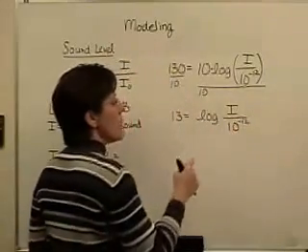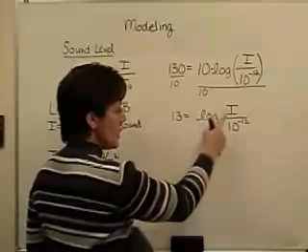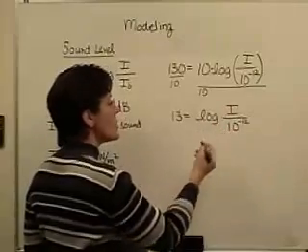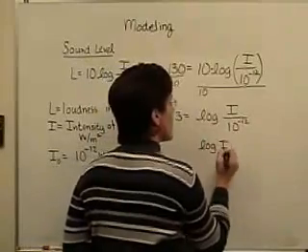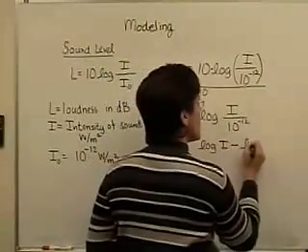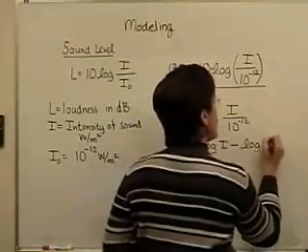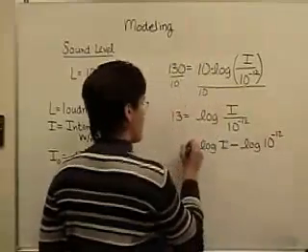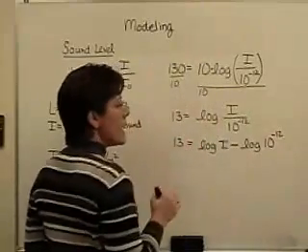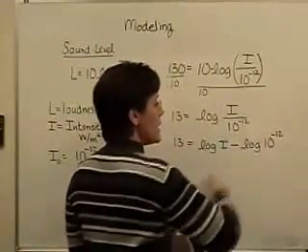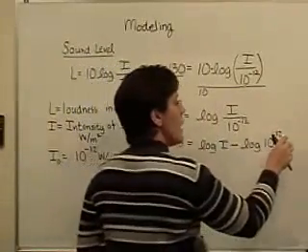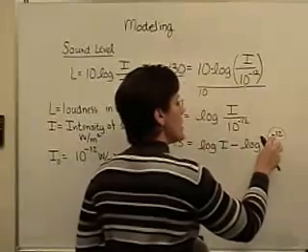Now, I'm going to go ahead and write this as the difference because it's the log of the quotient of two terms. So in order to isolate I, I'm going to write this as the log of I minus the log of 10 to the negative 12. And I did that because I knew that I could take this term right here and reduce it down to an integer.